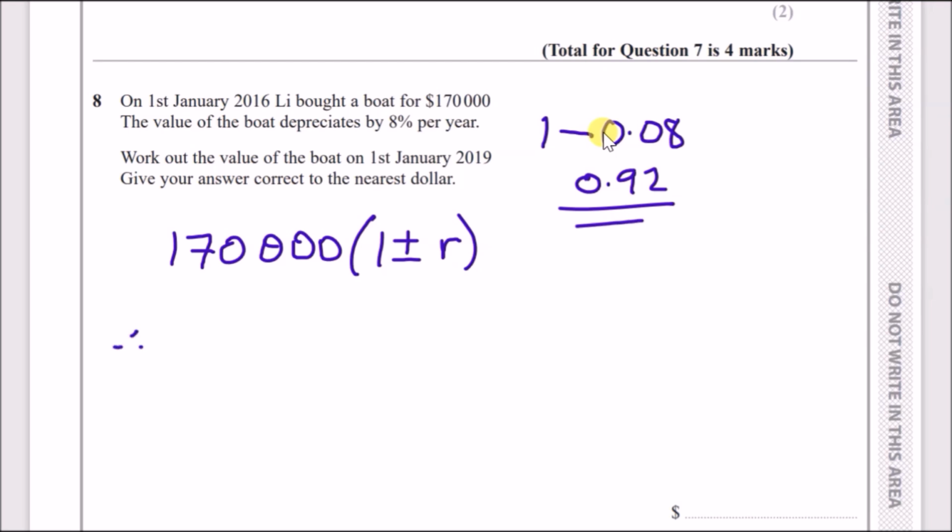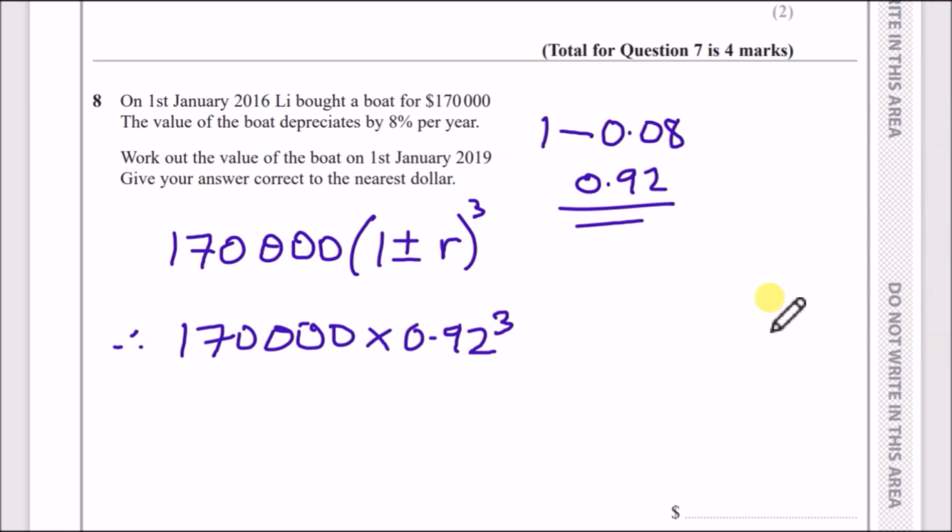So far we have 170,000 times 0.92. Work out the value of the boat on the 1st of January 2019. Notice this: you were at 2016, and it depreciates every year by 8% to 2019. So that's 3 years, so it'll be 0.92 to the power 3. You always power this by the number of years. And give your answer correct to the nearest dollar.